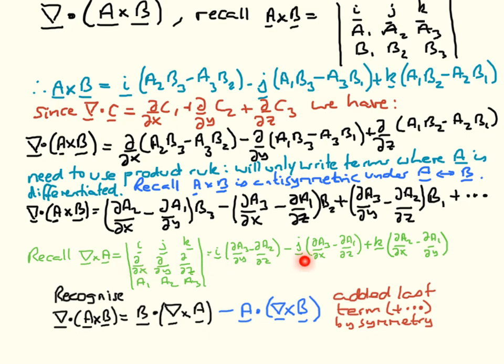And then we just recognize that these are components of the curl of A, and that we're working out here a scalar product with B. So that is the identity that we wanted to show. With that, we'll move on to the next exercise.